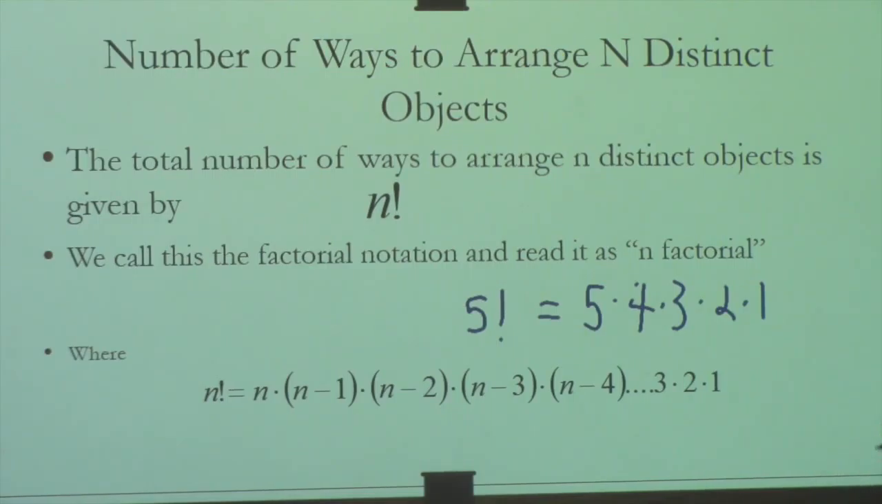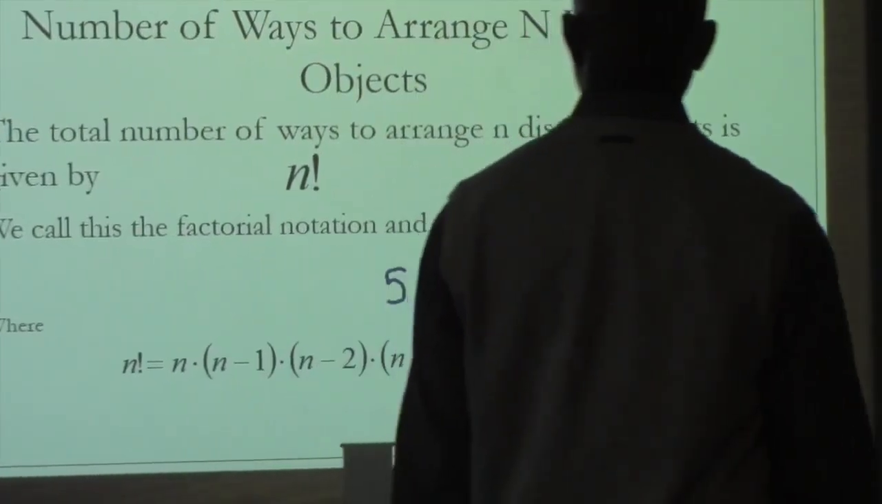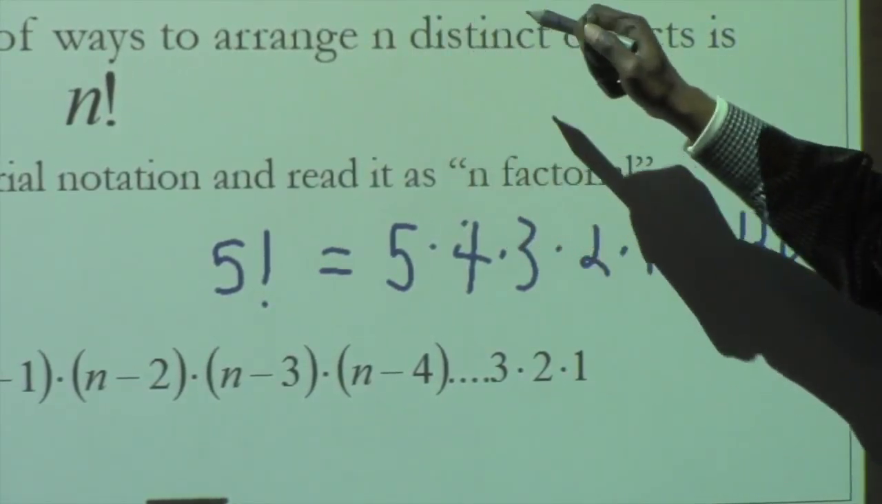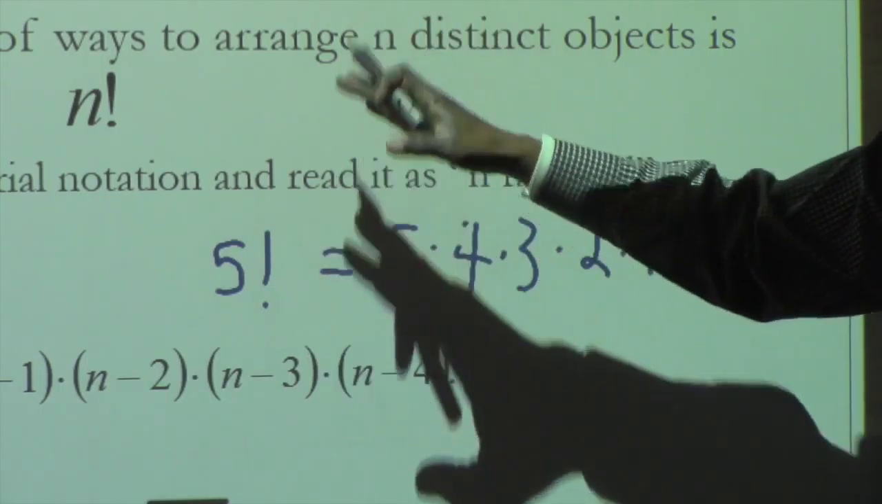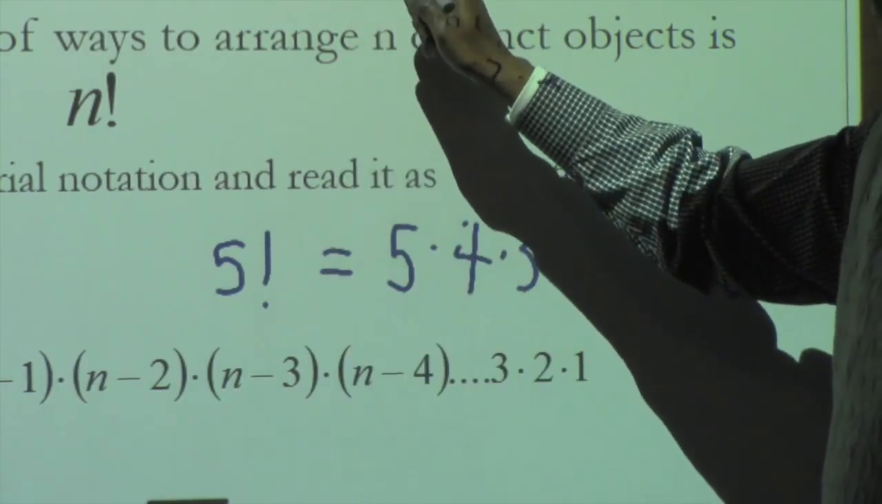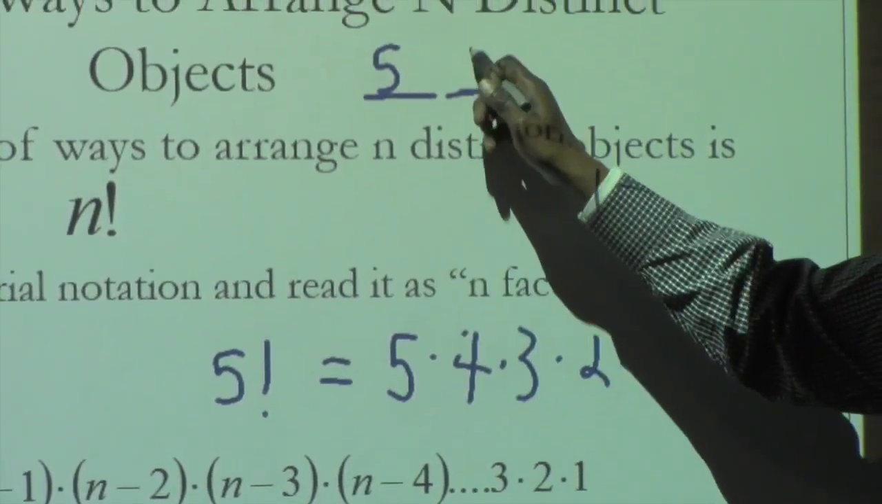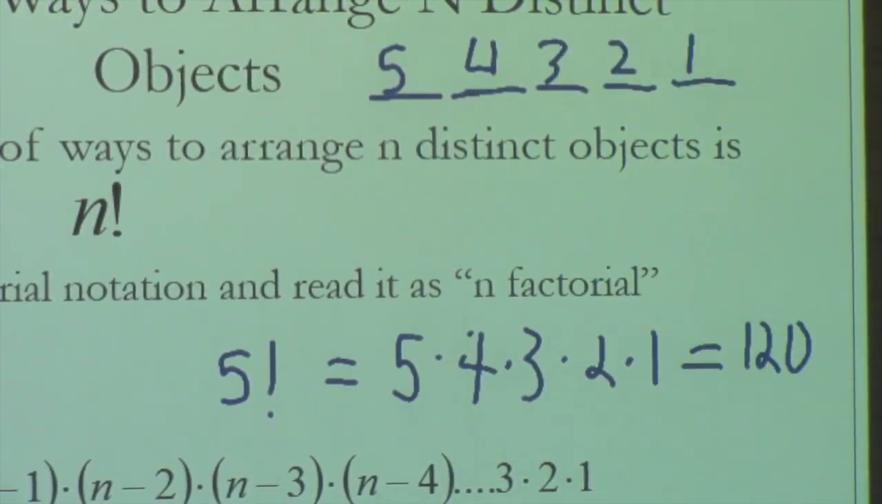5 times 4 is 20. 20 times 3 is 60, times 2 is 120. So 5 factorial is 120. All right? So that's why we say the number of ways you can arrange n distinct objects. So for example, if you have 6 objects, the first slot could be occupied by any of the 6 objects. Now, one slot has been taken, now you have 5 objects, so only 5 can occupy. So that's why you see we have that way of finding factorials.